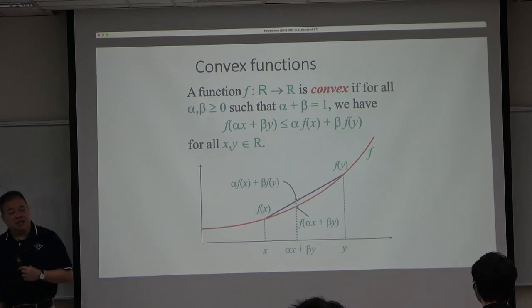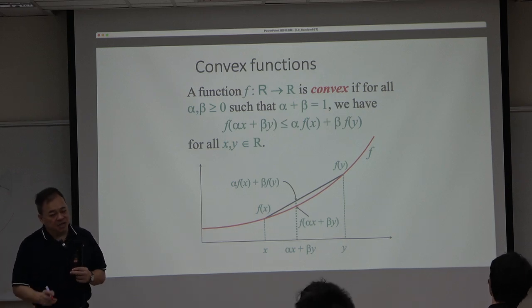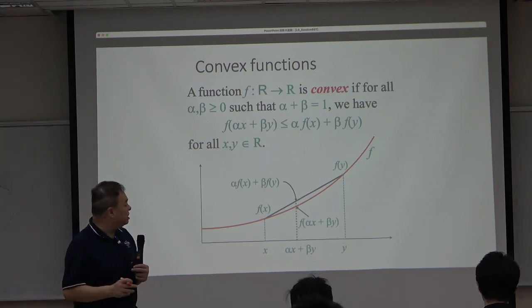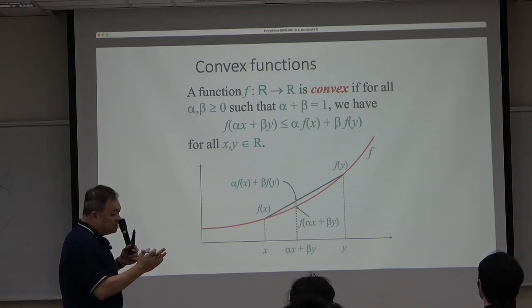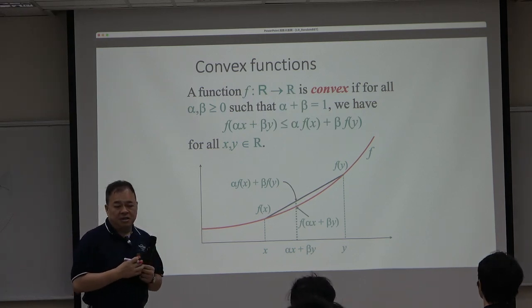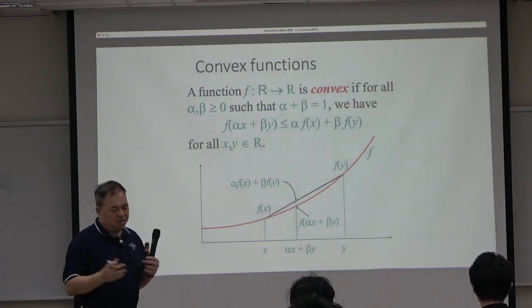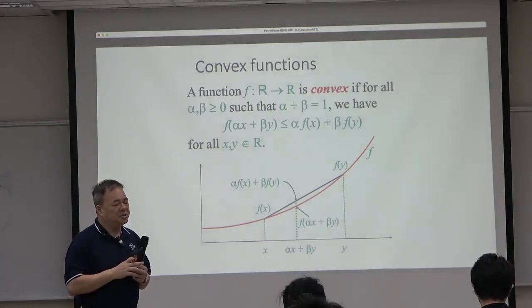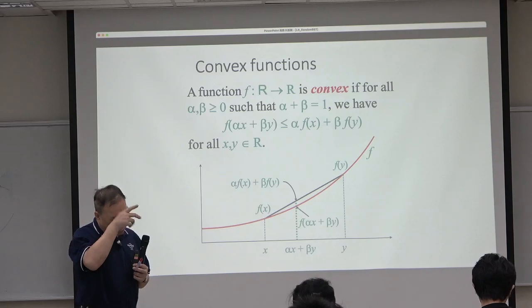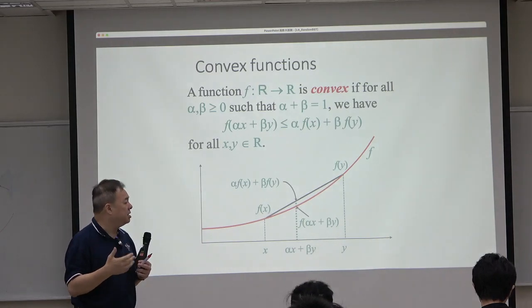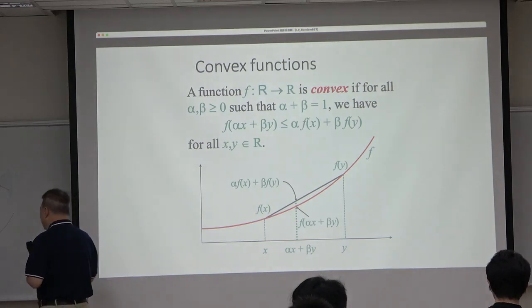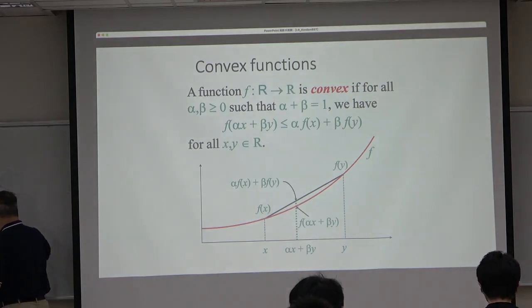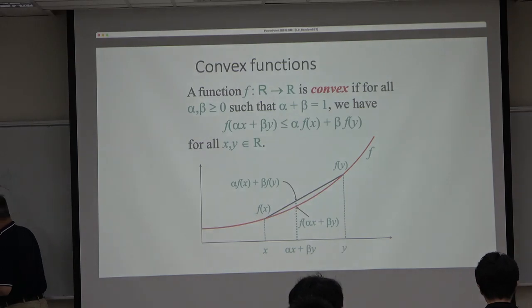Another possibility is like this. This is not convex either, okay? Because for a convex function, we need to guarantee this property for all the range of the function. So this part is convex, but this part is not. So this function is not convex.